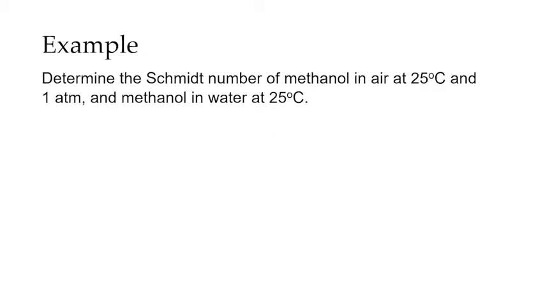Let's solve our first example. Determine the Schmidt number of methanol in air at 25 degrees Celsius and 1 atmosphere and methanol in water at 25 degrees Celsius. So we will be discussing a little bit of concept about this solving of the Schmidt number because this will involve us determining the diffusivity of methanol in air and methanol in water. For our first system, we are given methanol diffusing in air at 25 degrees Celsius and 1 atmosphere.